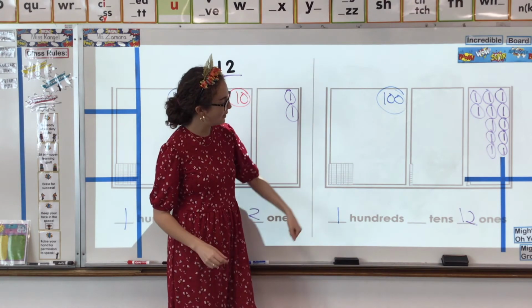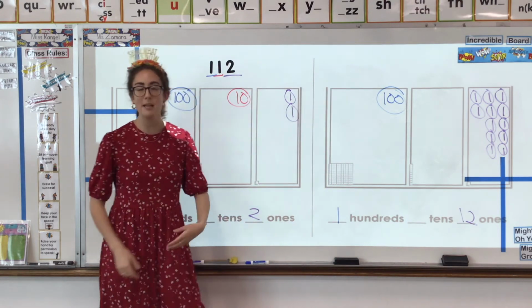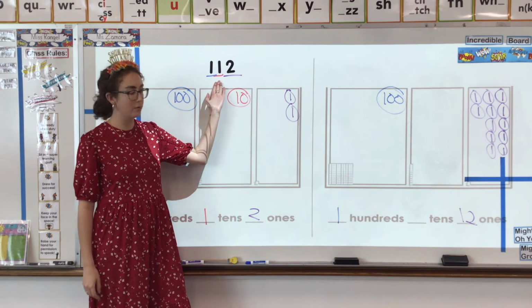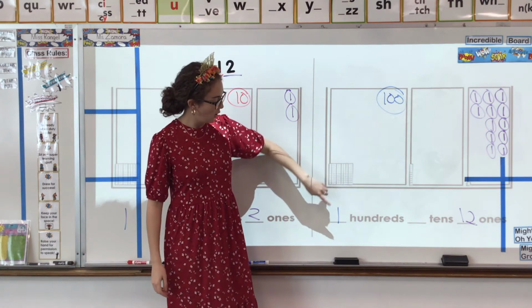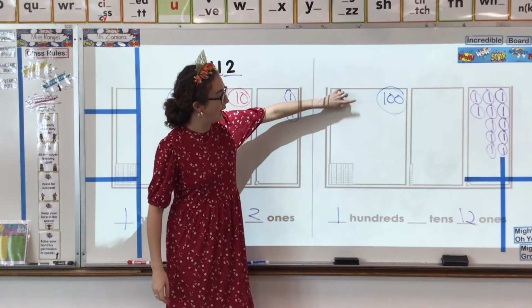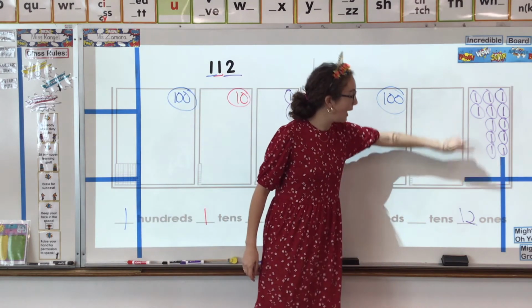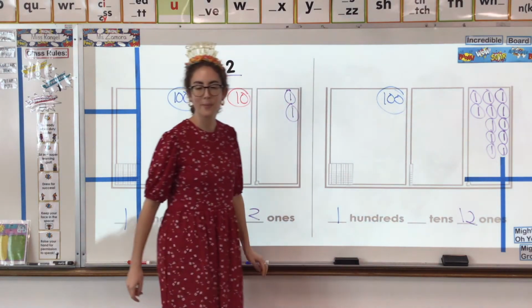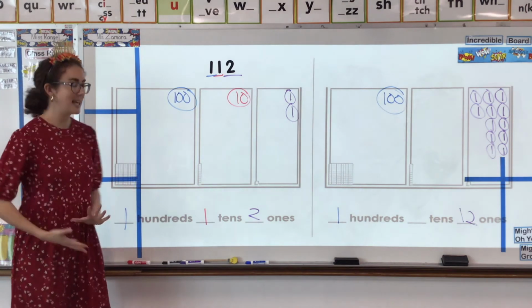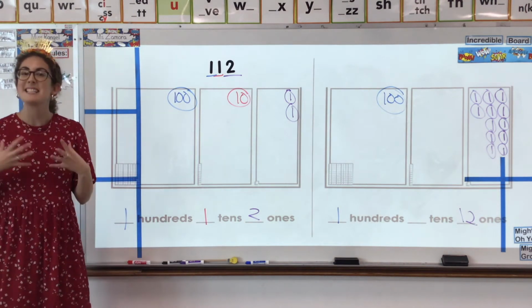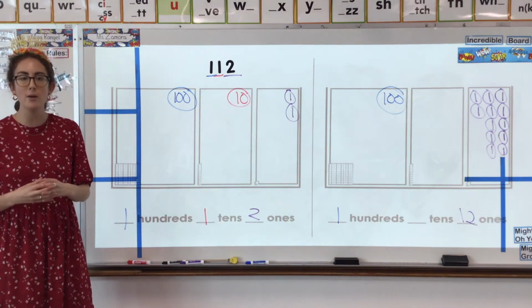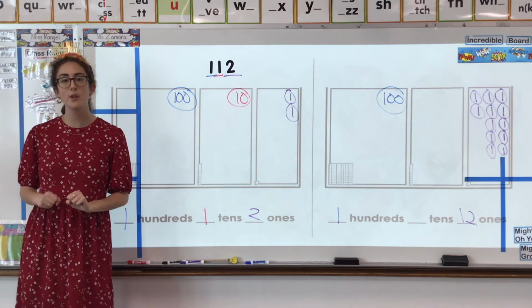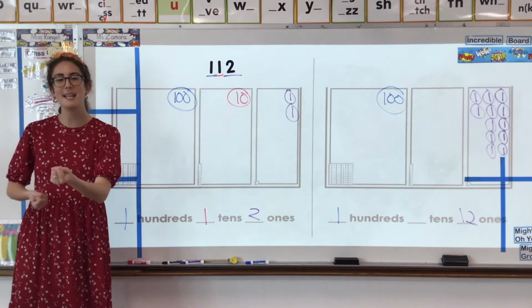So second grade, what's another way we could show 112? Can you say it with me? We could have 1 hundred and 12 ones. These 2 drawings, these 2 unit forms, still show the same value, even though we have different groups of hundreds, tens, and ones.